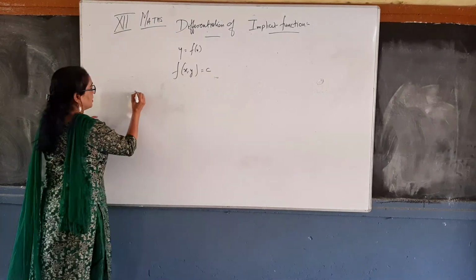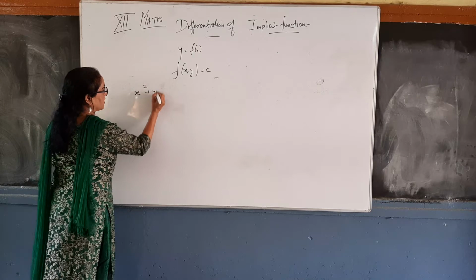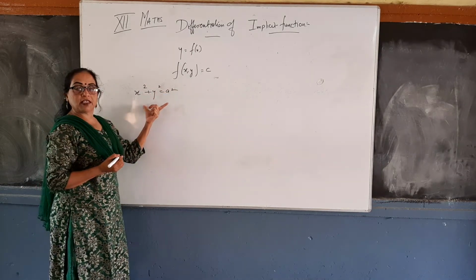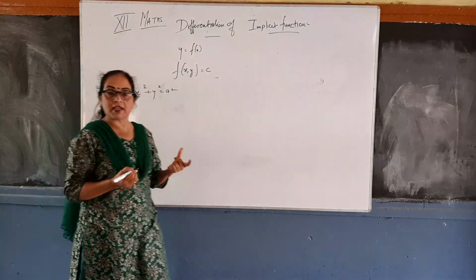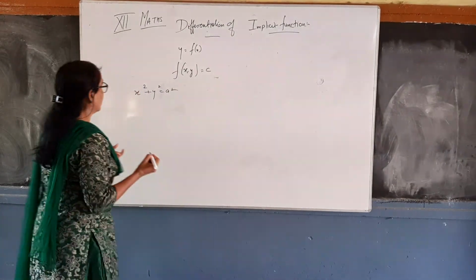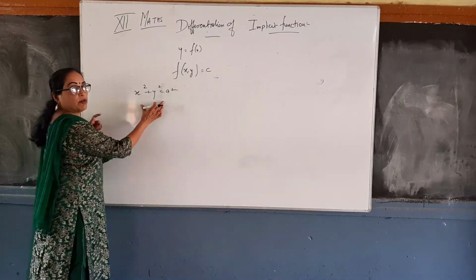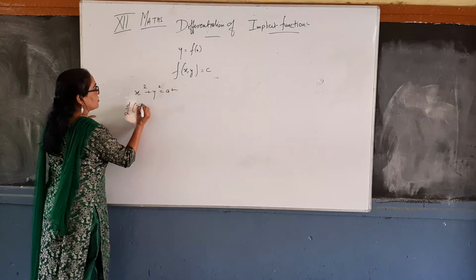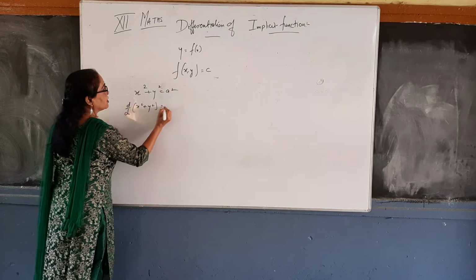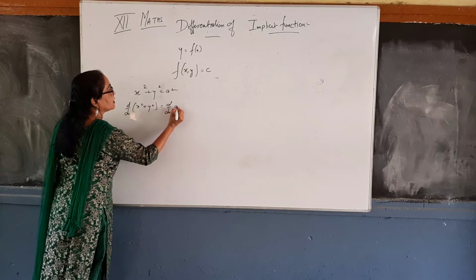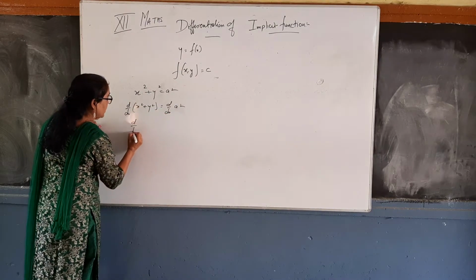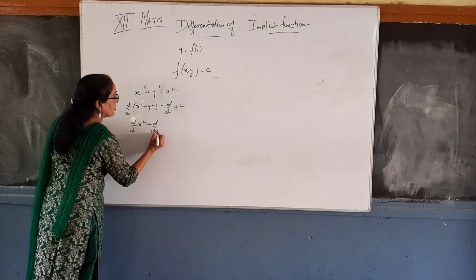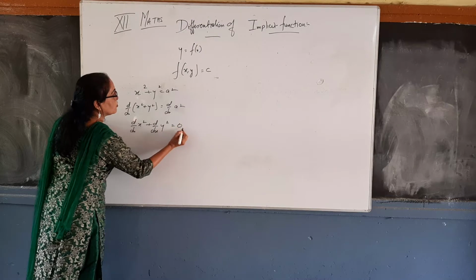For example, if the equation given is x square plus y square equal to a square, we know that this is the equation of a circle. We have to differentiate with respect to x. So what will we get? d by dx of x square plus y square is equal to d by dx of a square, or d by dx of x square plus d by dx of y square is equal to 0.